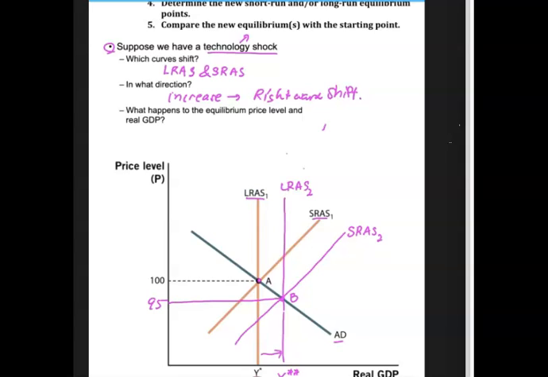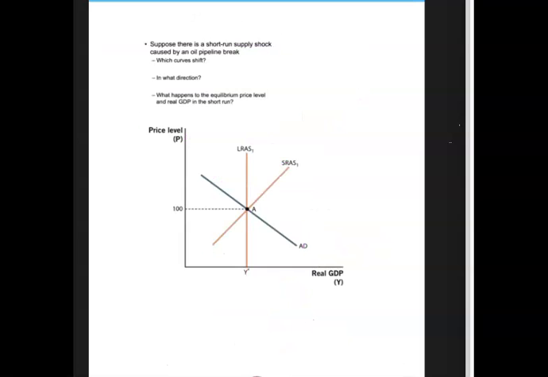So with this technological shock, what happened to the equilibrium price level and the real GDP? The equilibrium price level, we will write it down: the price level falls, and the real GDP rises. So that's the analysis. Now let's move on to the next thing, and use this AD-AS model to analyze it.